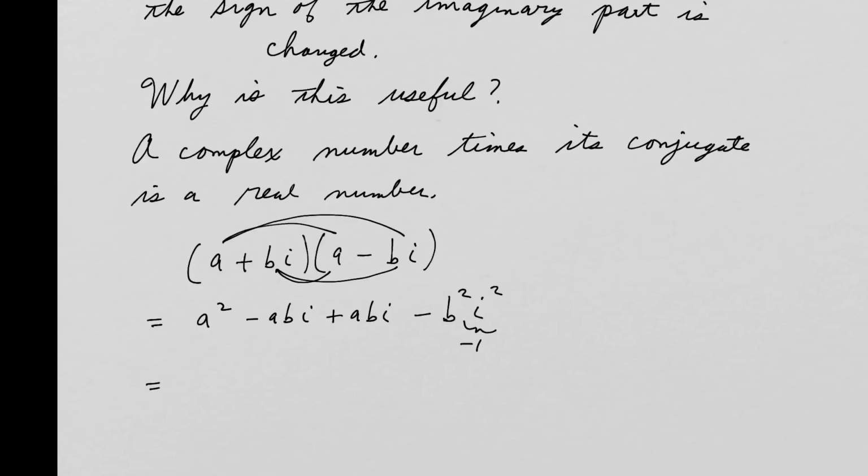So if we simplify this further, first of all, the i terms in the center, negative abi and plus abi, they're going to cancel, right? They just add to 0. So I'm going to have a squared, and then negative b squared times negative 1 is positive b squared. Well, this a squared plus b squared, that's just a real number. There's no i's in there. So if you multiply a complex number times its conjugate, you're going to end up with a real number.